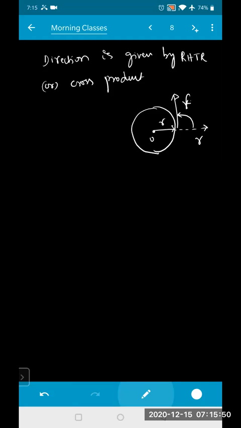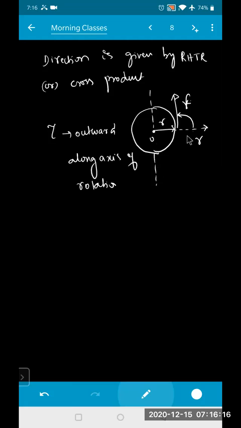Keep all the fingers in the direction of your X axis, that is R bar, and rotate the fingers from R to F slowly. The thumb is in which direction? Outward direction. So can I say torque is in which direction? Outward, along the axis of rotation. This is the axis of rotation, where it rotates. So torque is also acting along your axis of rotation. Okay? Is it clear? Yes, sir.